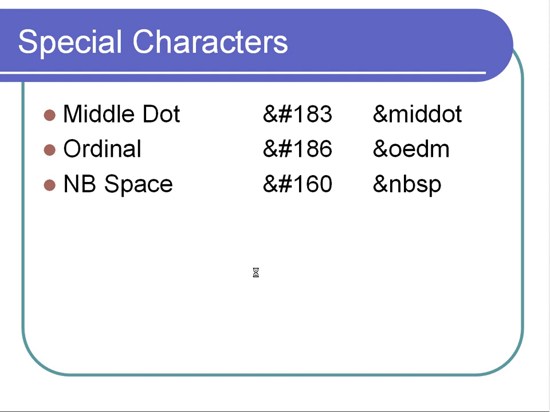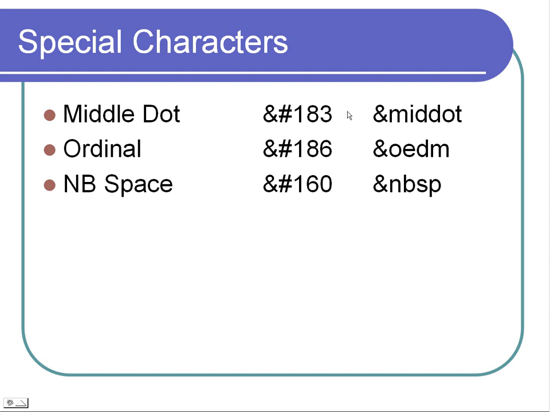The middle dot, the ordinal, the non-breaking space, important characters to use. The non-breaking space is useful because that means that anything you put a non-breaking space in, you can actually space it over and it'll look spaced over on the page, unlike the space bar that is ignored. Middle dot's nice for that. Ordinal, don't use so much.